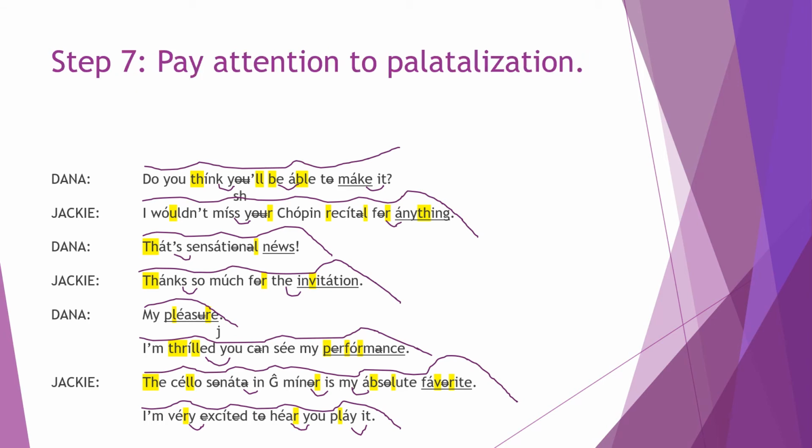Step 7 asks you to pay attention to palatalization, which is why I've written a small sh above the s in "miss" and the y in "your," as a reminder that "miss your" often turns into "misher." And I've written a small j above the d in "thrilled" and the y in "you," as a reminder that "thrilled you" changes to "thrilled jew" in casual conversation.